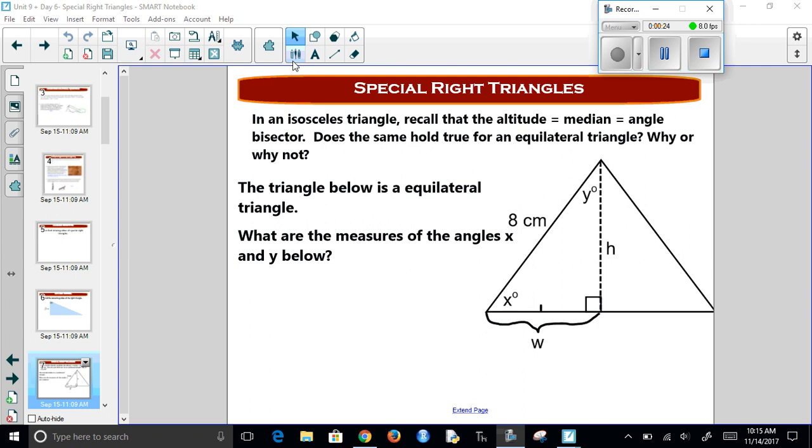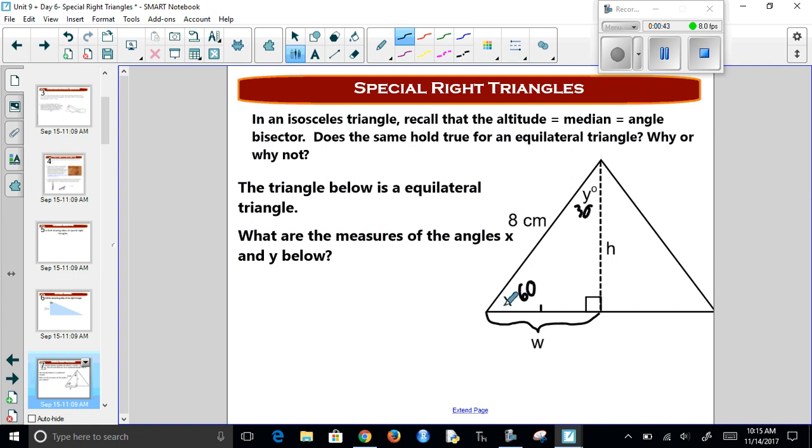So this triangle below is equilateral. This is the altitude, the median, and the angle bisector. If we wanted to find the value for x, that's 60 because it's equilateral. This is cut in half, so that's 30. So this is a 30, 60, 90 triangle.